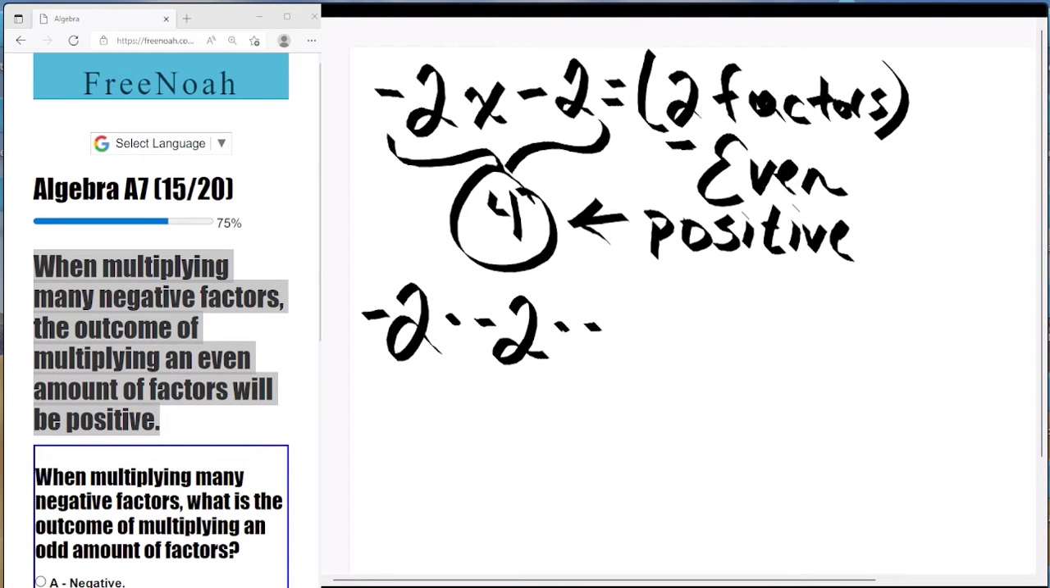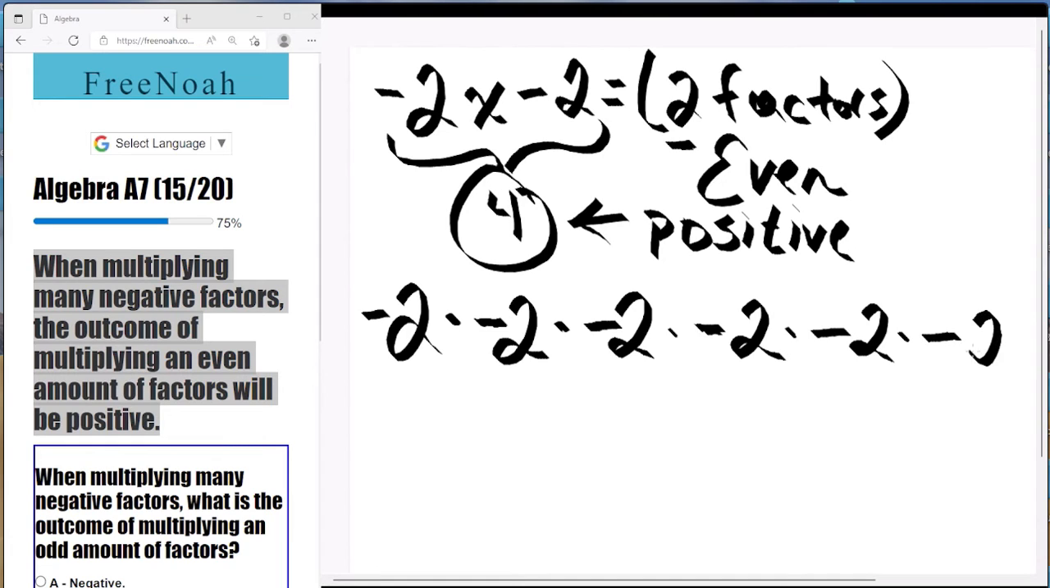So -2 times -2 times -2 times -2, times another -2 times -2, and we're going to add one more -2 times -2. Boom. Now we just count the factors: 1, 2, 3, 4, 5, 6. We have 6 factors, and what this rule is stating is that it's going to be a positive product. Let's go ahead here and start.